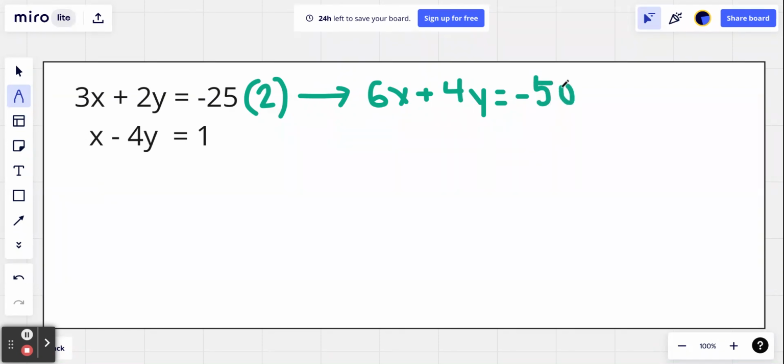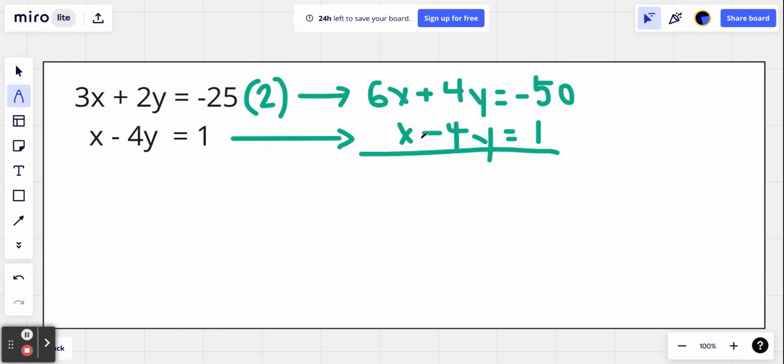Now I'm just going to rewrite my second equation right below it. I'm not changing it at all. I'm simply moving it over. So x minus 4y equals 1. So now I can add them together and the y's get eliminated.